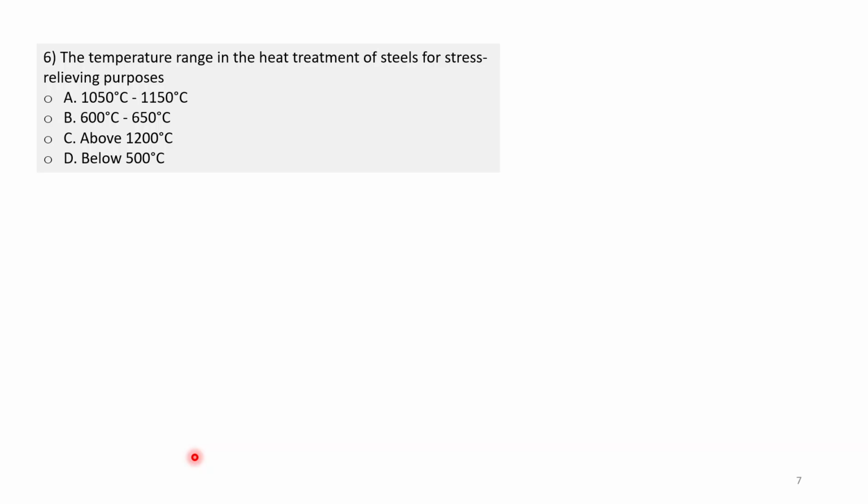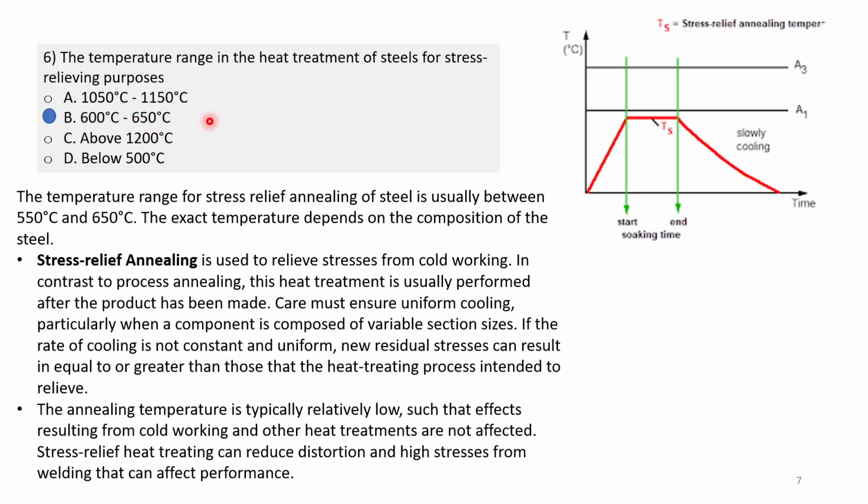Next question is the temperature range in the heat treatment of steels for stress relieving purposes. Your options are 1050 degrees Celsius to 1150 degrees Celsius, 600 degrees Celsius to 650 degrees Celsius, above 1200 degrees Celsius, or below 500 degrees Celsius. So in case of stress relieving purposes, it's done below the lower critical temperature. So the correct answer will be B, 600 to 650 degrees Celsius.